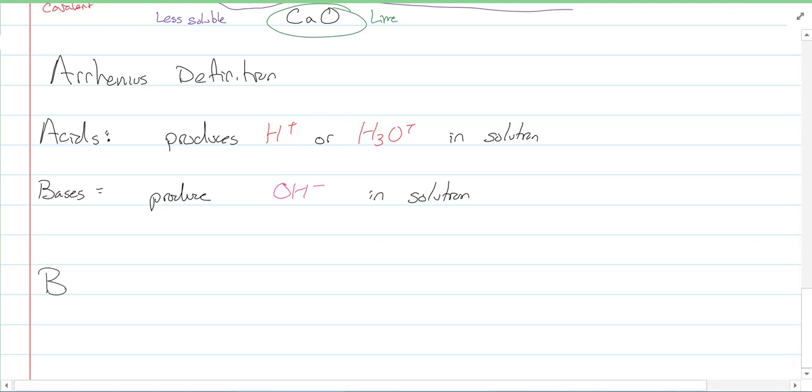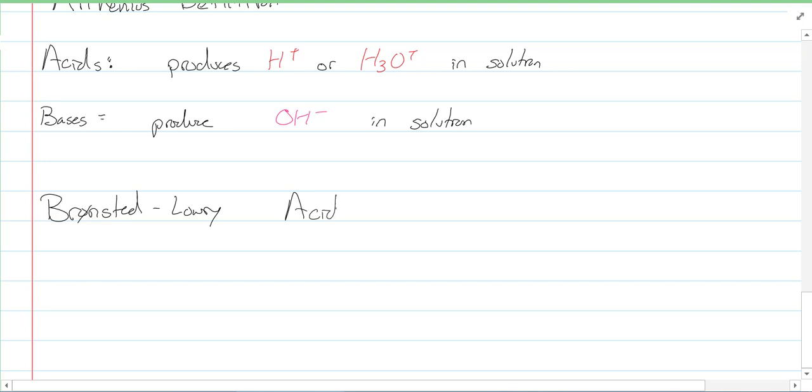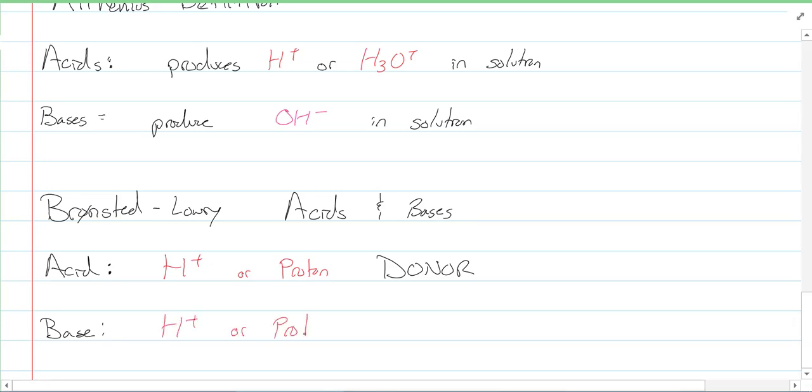Then Bronsted-Lowry came along. So Bronsted and Lowry came up with their definition for acids and bases. Their definition is probably our number one definition of acids and bases for aqueous systems. Lewis, which we'll get to later on, is a very good acid-base definition, and it applies more towards organic systems. But in water, we have protons. So an acid, in the Bronsted-Lowry definition, is an H plus or proton donor. And a base is an H plus or proton acceptor.